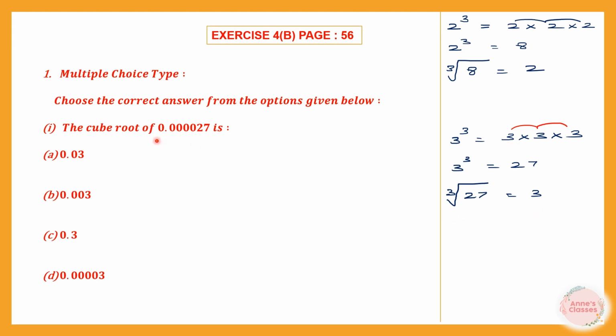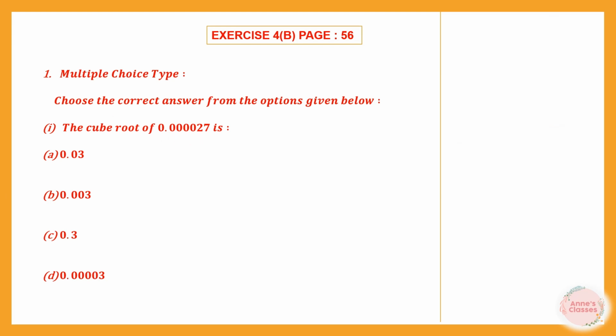Now we have to find the cube root of this decimal number. How do we do it? Now when you have a decimal number, change it to its fraction form. That means I'm going to remove all the zeros and write 27 as my numerator. I'm putting it in the fraction form and my denominator will be 1 followed by zeros.